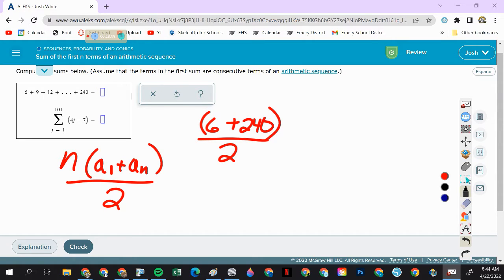Okay. How many numbers are there? Huh? How come? You're really, really close. Okay, what's the pattern? Plus 3. So plus 3. Okay. What's that?